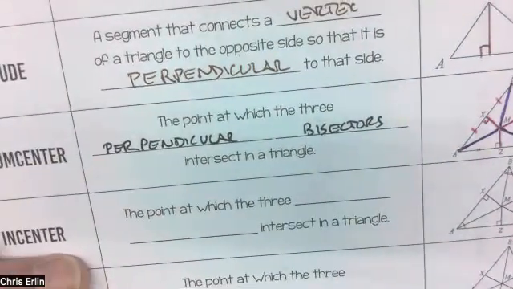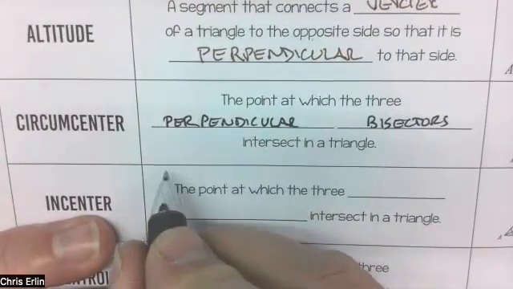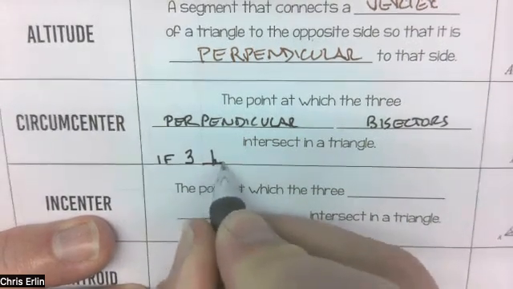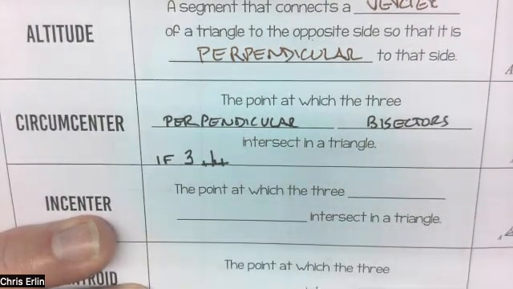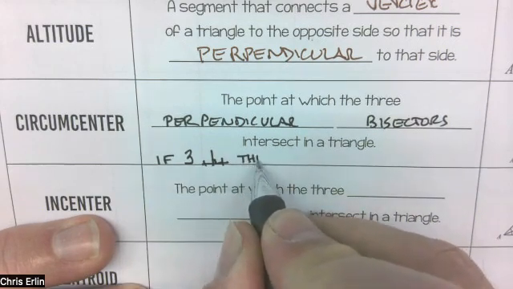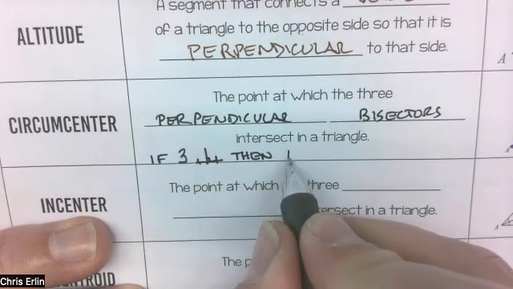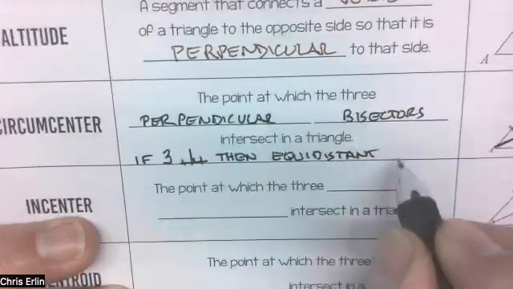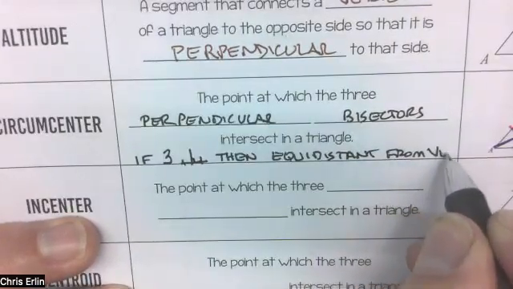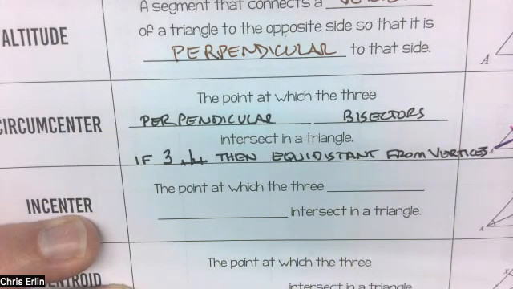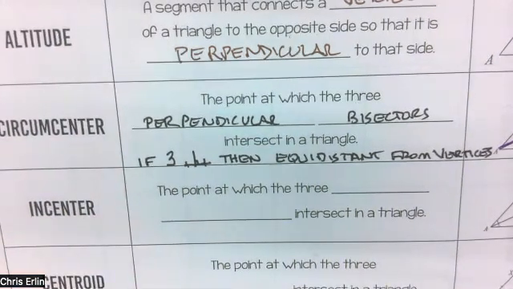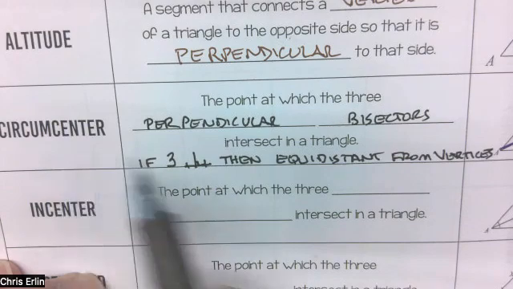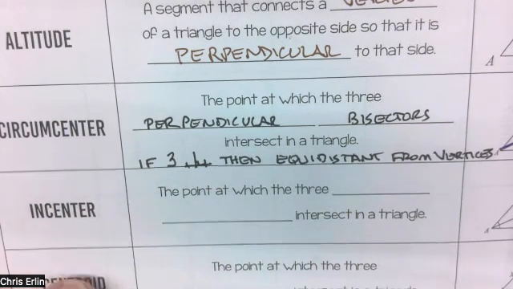So what I need you to think about here is an if-then statement. If you draw three perpendicular bisectors, then the point is equidistant from the vertices. And really, it's a logic chain. If you draw three perpendicular bisectors, then you produce a circumcenter. If you produce a circumcenter, then it's equidistant from all three vertices.